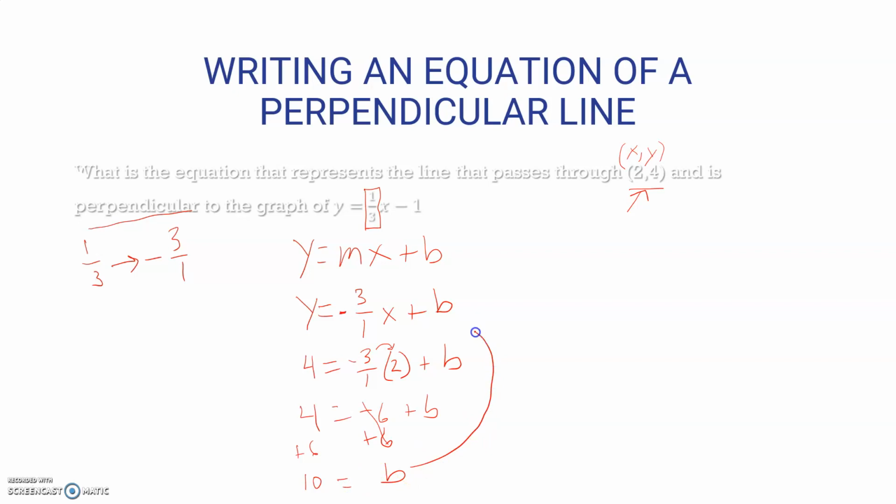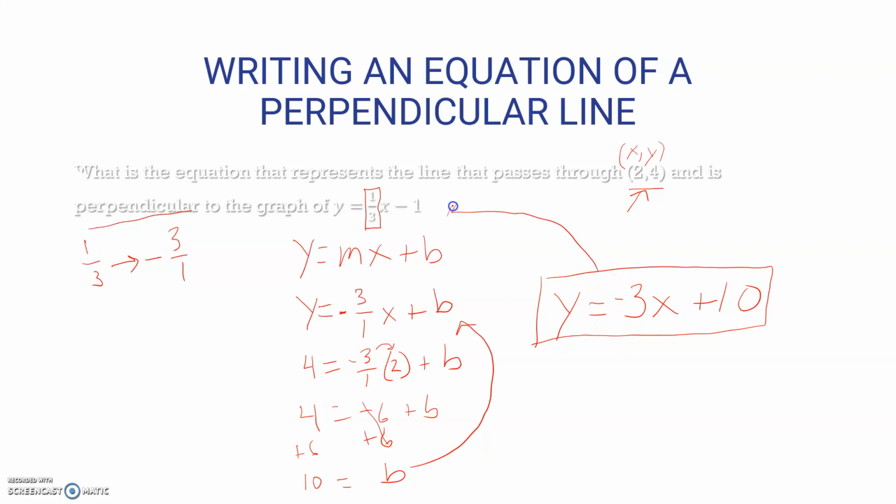And then we can take that and plug it back into our original problem. And now we have the two things we needed. We needed our slope, which is negative 3 over 1, or negative 3. And we needed our y-intercept, which was positive 10. So here is the equation of the line that is perpendicular to that line. Opposite reciprocal slopes, and then we substituted in x and y to find out what b was.